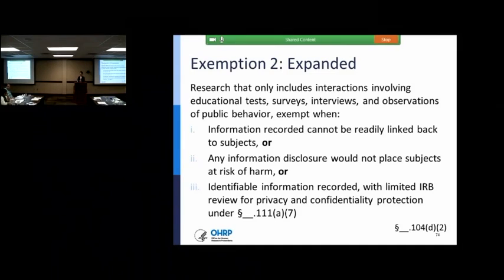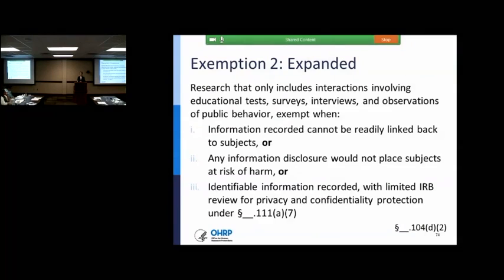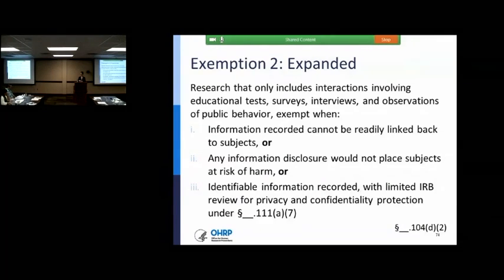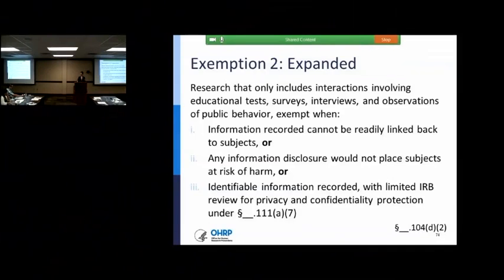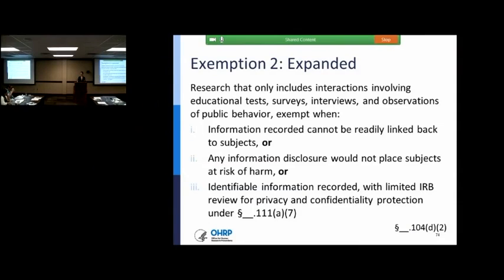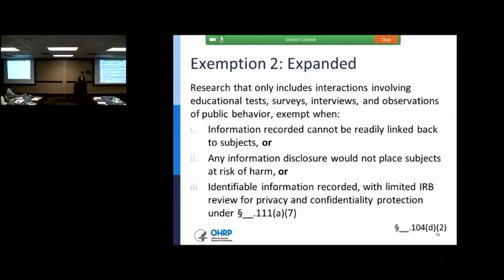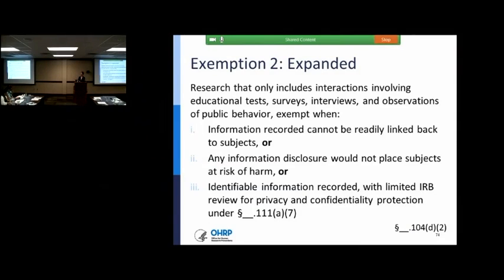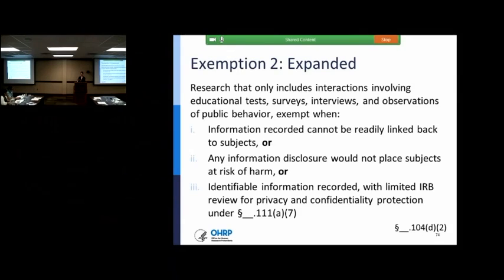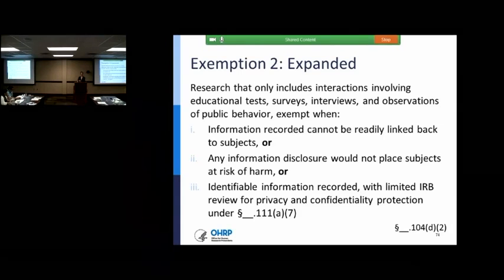So would you still have to annually review these exempt studies then, to check up on the things that are limited review? No. The idea is just that when the IRB goes through to make sure that the privacy protections are in place, then that's done, right? So with respect to any of the other requirements of the regulations, the study is exempt. All they have to do is this limited IRB review.